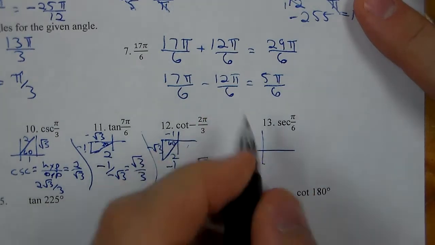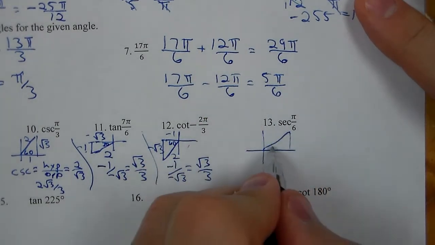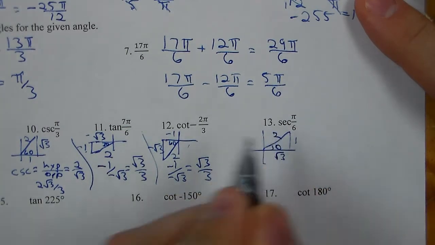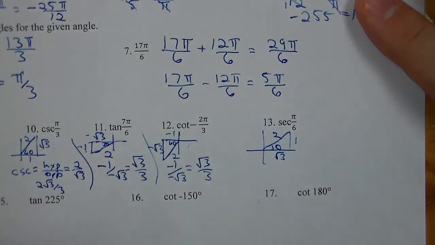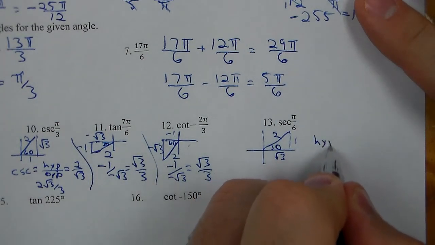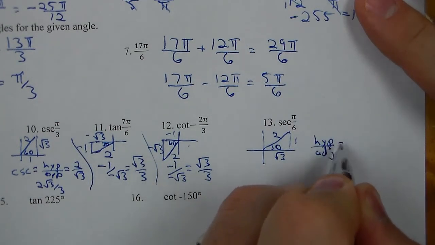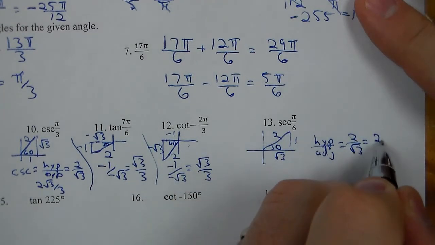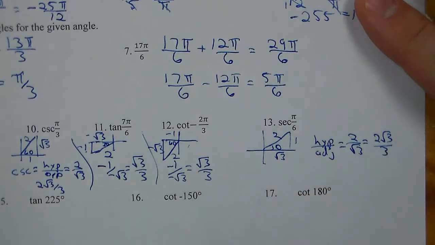Secant of pi over 6. Pi over 6 is in the first quadrant. That is 30 degrees. We'll go 1, root 3, and 2. Secant is the reciprocal of cosine, so it is going to be the hypotenuse over the adjacent. So that will be 2 over root 3, which becomes 2 root 3 over 3.